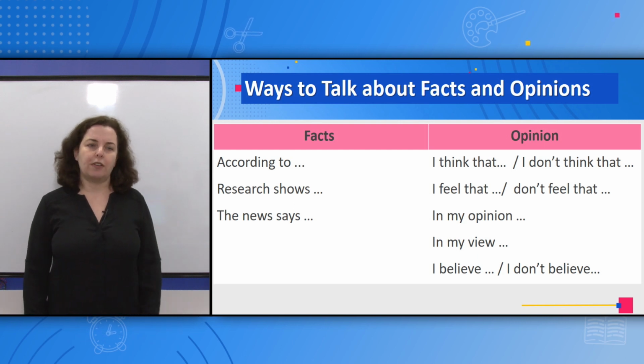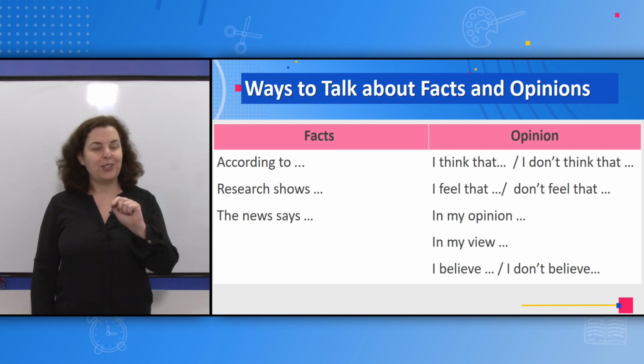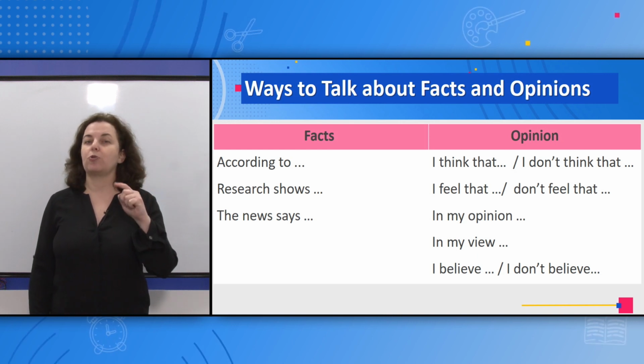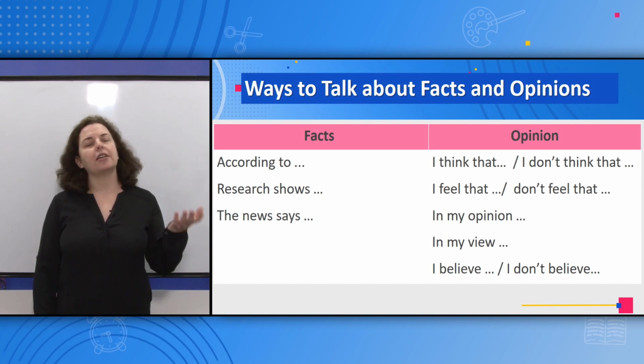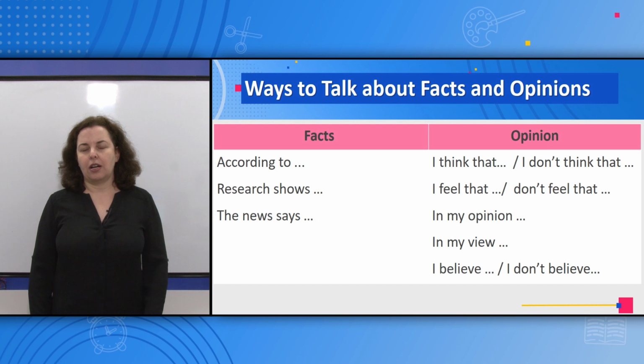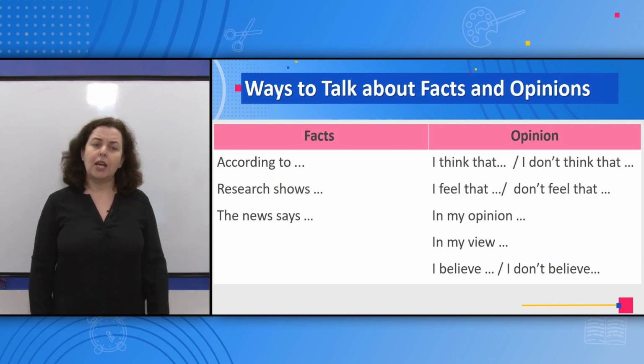And another way to say a fact is the news says. Of course, not fake news. The news that you know is reliable, that you can rely upon. The news says that it is going to rain today. This is a fact. Now let's look at the other side of the table, opinions.